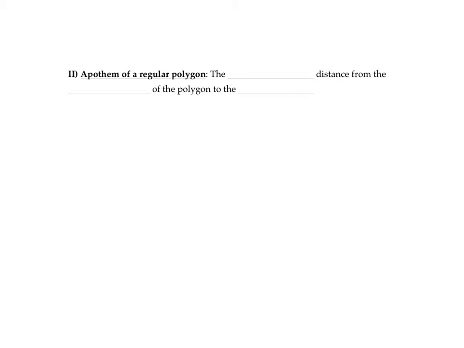In this lesson, we're going to learn some new vocabulary. In statement 2, it says the apothem of a regular polygon. Apothem is kind of a funny word, but the apothem is the perpendicular distance from the center of the polygon to the side. So we'll fill in those blanks in a second, but let's say we were to draw a square. And if you knew where the center of that square was, if you were to draw in this perpendicular distance from the center to the side, we would refer to that segment as the apothem of the square.